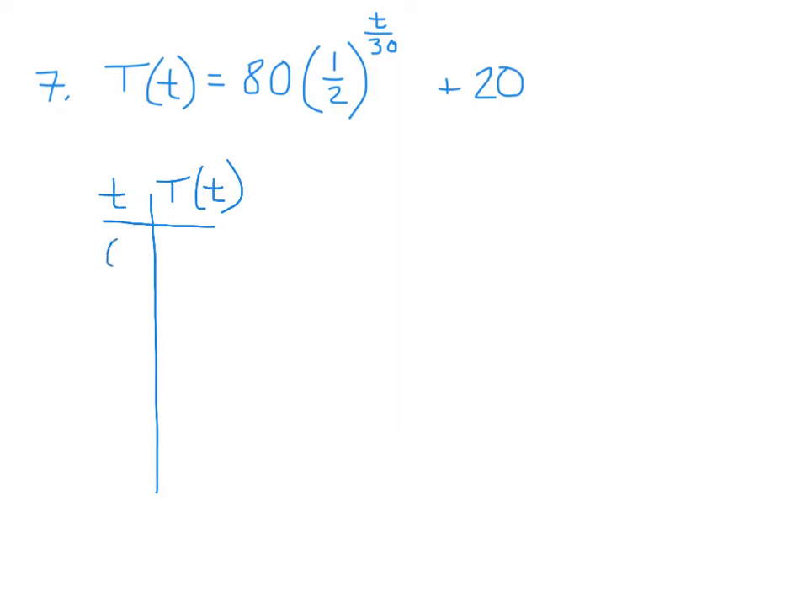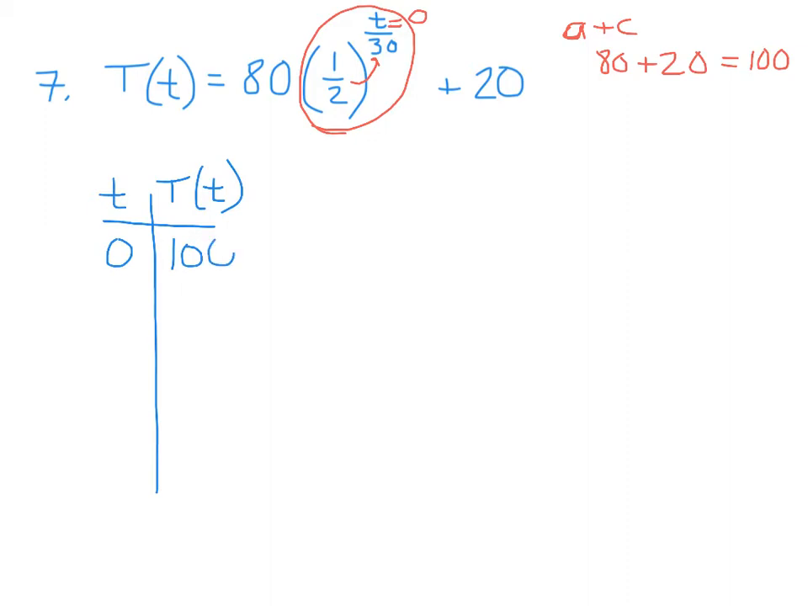Well, we all know with all of these problems, you start off by plugging in time equals 0. Now, I think you guys are all pretty smart in understanding that you don't even have to plug in time equals 0, because that's going to make this exponent 0. So you're going to have half to the power of 0, and half to the power of 0 is just 1. So you're going to end up with 80 plus 20, which is 100. It's always your A plus C that is your initial. And so we're going to get 100 for the initial temperature.